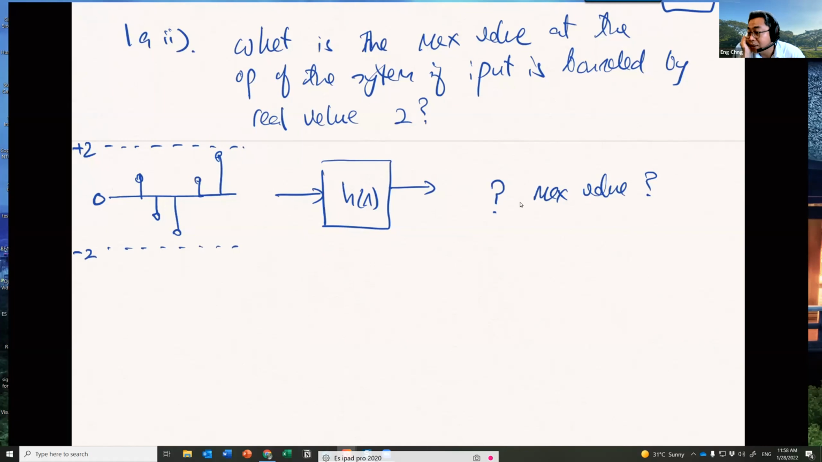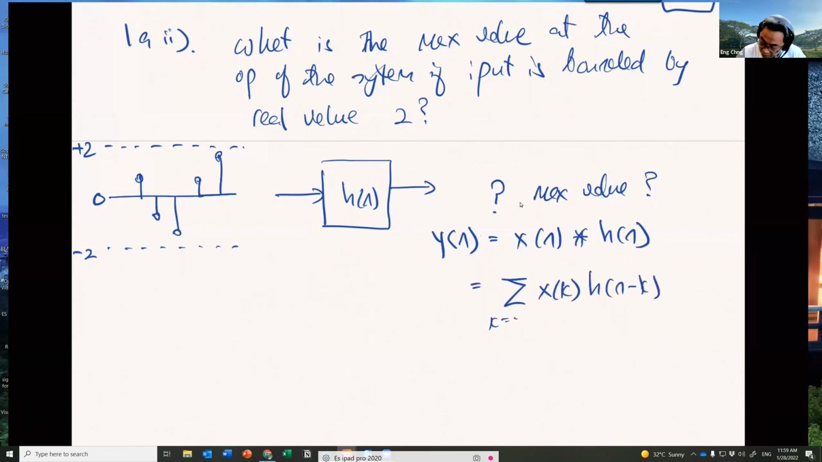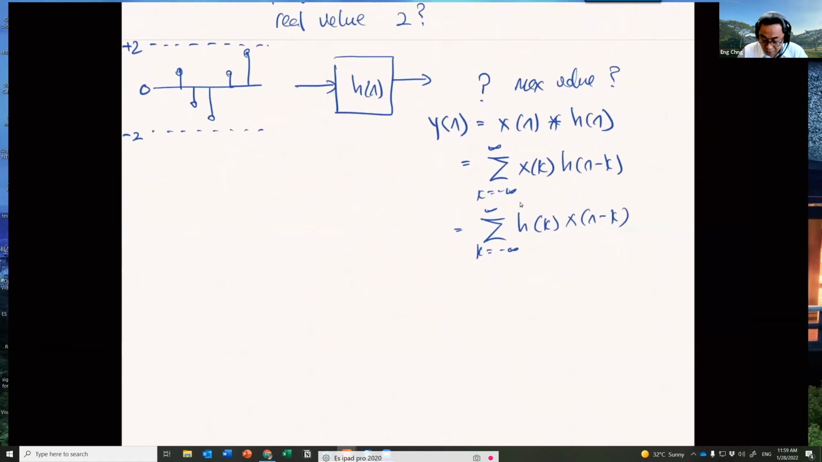So it's a bit interesting. Then you say, okay, to answer this question, what is y of n? The answer, of course, is y of n equals x of n convolved with h of n. Let's write the convolution equation, which is summation of x of k, h of n minus k, from k equals negative infinity to infinity. Or you can also write it this way, h of k, x of n minus k, k equals negative infinity to infinity. Let us write it this way, because this is the slightly easier way to understand.